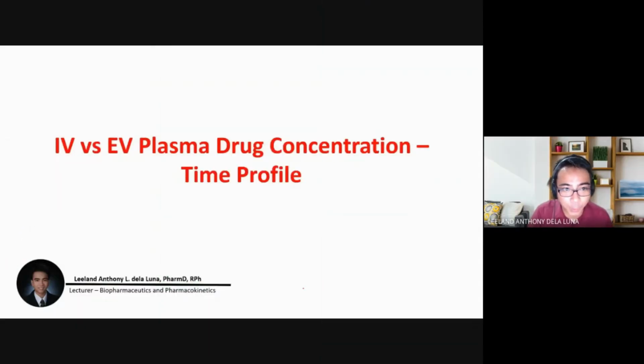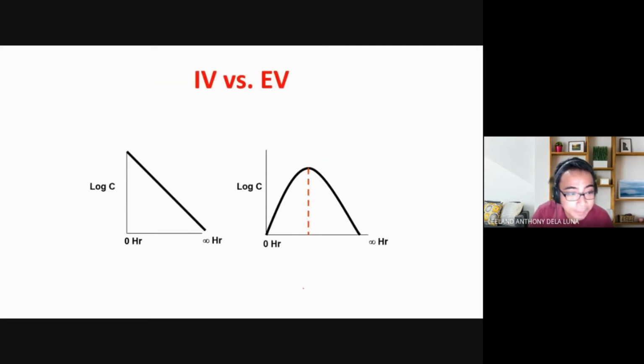About class, the difference between an IV versus an extravascular plasma drug concentration time profile. Okay? So as you all remember, class, you did plotting na, right? If I remember correctly, you were able to do plotting na in your physical pharmacy. When we do plotting, class, we either use cross-sectional graphing paper or a semi-log. In this case, class, ang plinot ko dito is a semi-log.